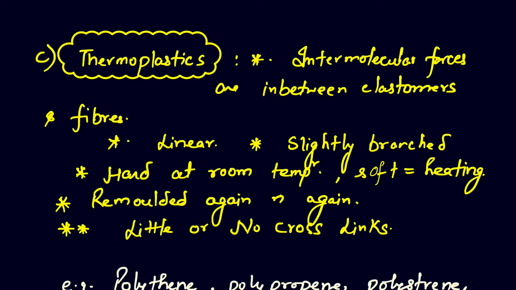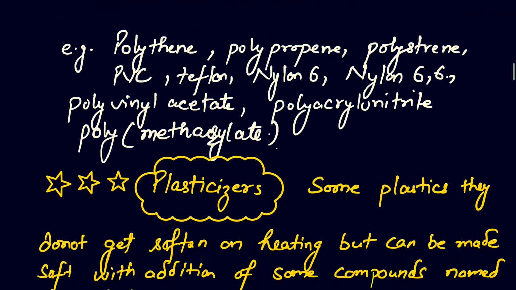Now let's talk about the third type, that is the thermoplastic. These polymers, they are basically linear or slightly branched. The intermolecular forces are in between the elastomers and fibers. Now they are hard at the room temperature, but they can be made soft on heating. Most important point about them is that they can be remolded again and again. This is very important point of thermoplastics. They can be remolded again and again into different shapes. So they have little or there is no cross links present in them.